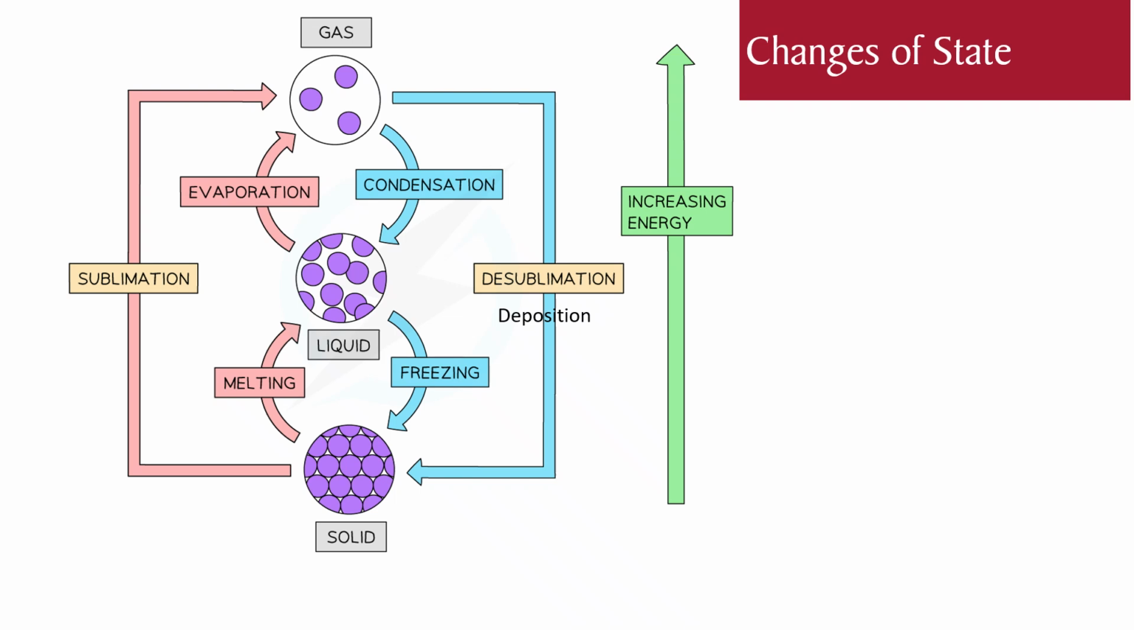And then the opposite of that is gas to a solid. Now there are 2 words for this. Gas to a solid is desublimation, or often it can be called deposition. Then the green arrow at the right hand side is increasing energy, which is an important part of the diagram.